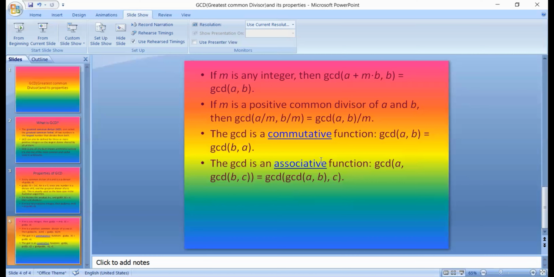Okay. So the next property is the commutative property, that is the GCD is a commutative function, that is GCD of A comma B is equal to GCD of B comma A. We all know this. The next property is that the GCD is an associative function, that is the GCD of A comma GCD of B comma C is equal to GCD of GCD of A comma B, comma C. So now we will see examples based on GCD.